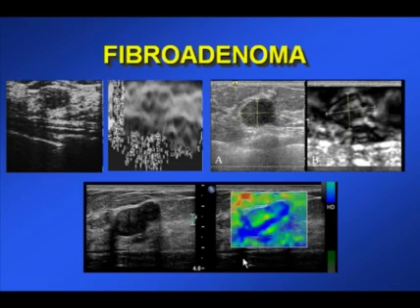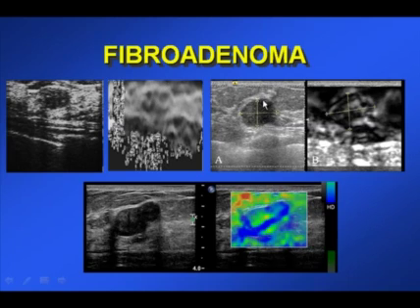Here are a couple of examples of fibroadenomas, a benign lesion of the breast. On the upper left-hand side, you can see the lesion on the sonogram and the elastogram, and it looks very similar to the surrounding tissue. And although you can see the lesion, it would be difficult to pick this out as a specific lesion if you didn't have the sonogram to compare it with. So this is a characteristic appearance of a fibroadenoma.